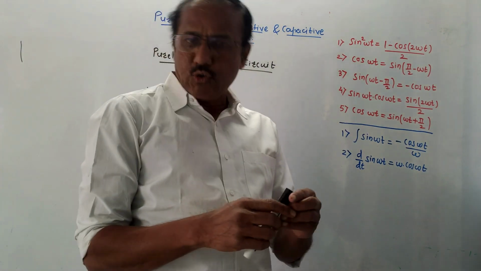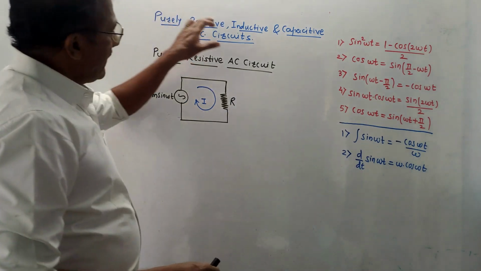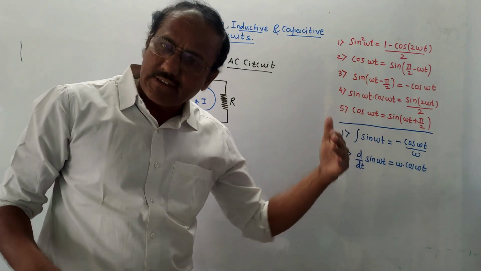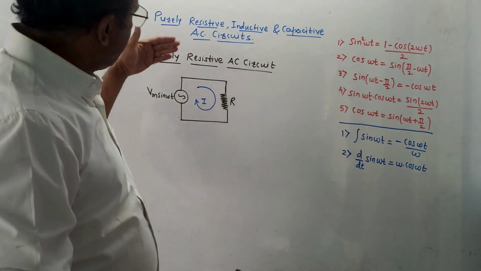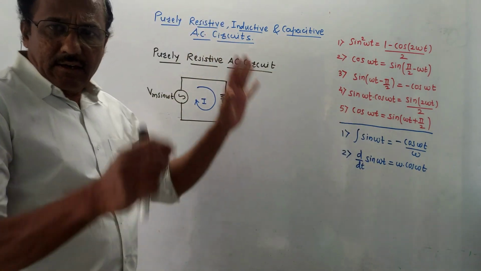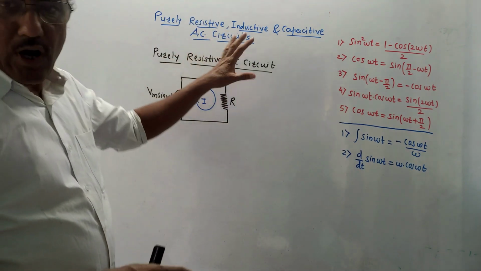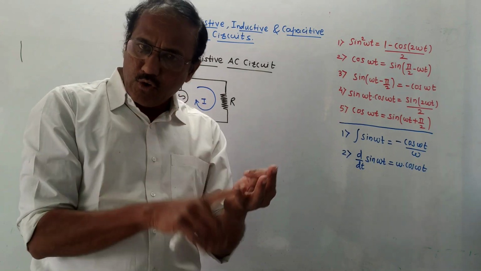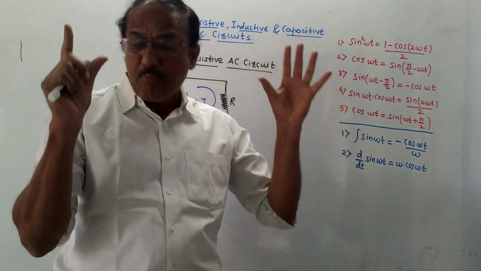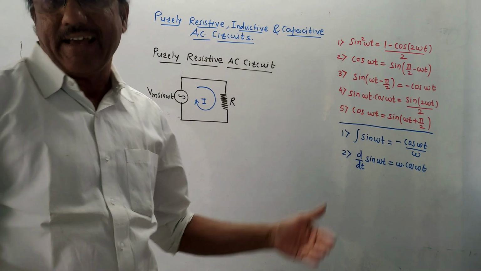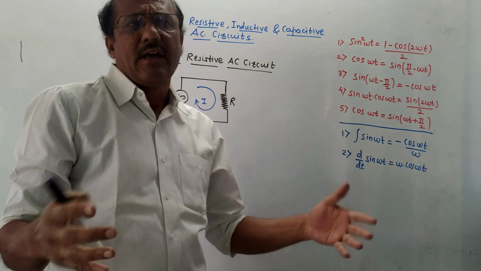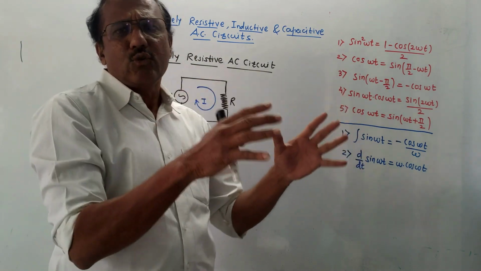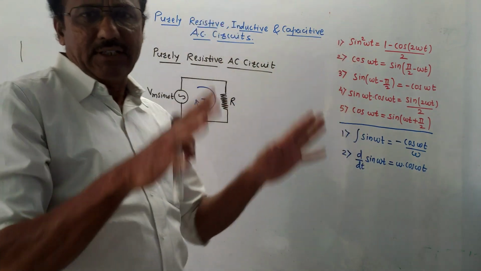Dear students, today's topic is purely resistive, inductive and capacitive AC circuits. Actually this is a subtopic from the chapter single phase AC circuits. In this video I will explain how to derive the equations of current, equations of voltage, equations of power, and importantly how to draw the phasor diagrams. Many students find it difficult. I will be telling you the clues, some important tricks so that you can easily memorize the phasor diagrams.